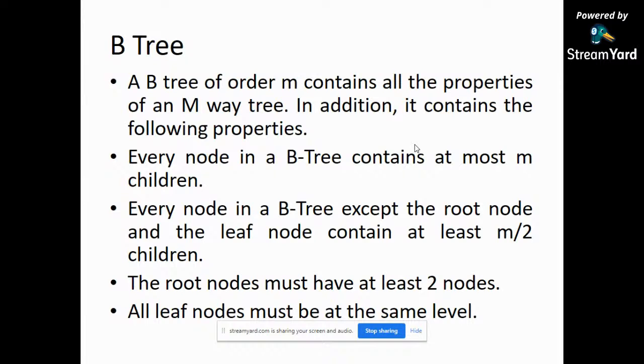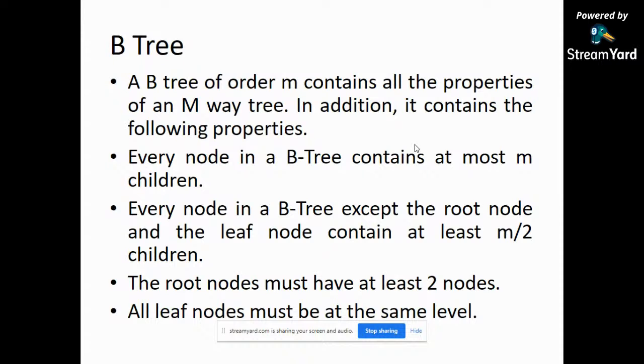Every node in a B tree except the root node and the leaf nodes contains at least m by 2 children. So this is important. If the order of your tree is 5, then 5 by 2 gives you 2.5, so you can take either 3 or 2. So that is the minimum. Maximum you can have 5 children, but minimum you must have at least 2 children. Then only your tree will be balanced. The root node must have at least 2 children. All leaf nodes must be at the same level.